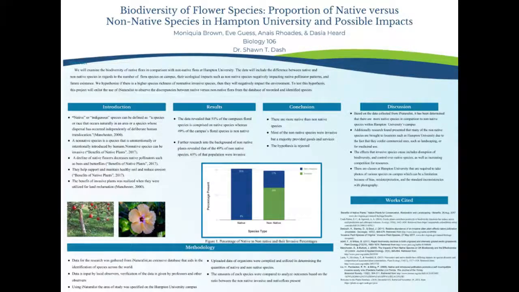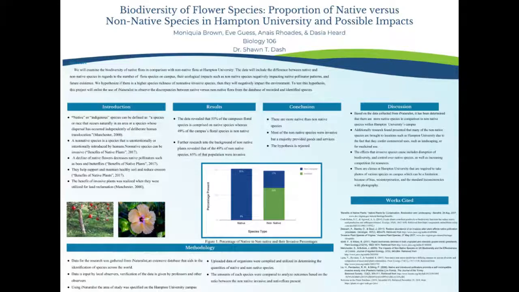For results, the data from this experiment shows that there were more native than non-native species on Hampton University's campus. Given that 51% of the population was native as opposed to non-native species, which made up 49%. Each of the non-native species on Hampton University's campus were identified as invasive or non-invasive. Of the 49% of non-native species on the campus, 32% were invasive species. However, the majority of invasive species provided goods and services. The most common goods and services provided were provisional, as nearly 55% of the invasive population were used as food for organisms in the ecosystem.